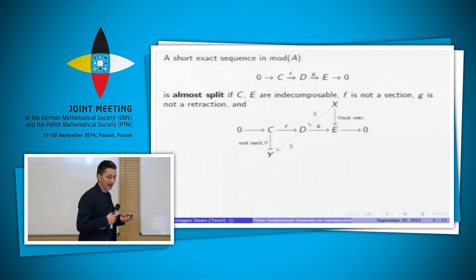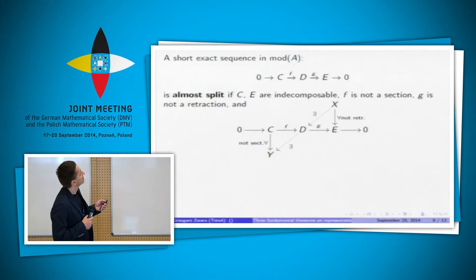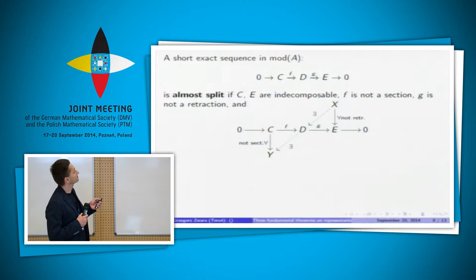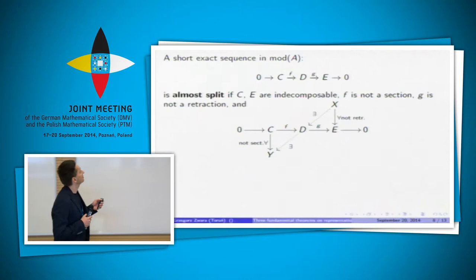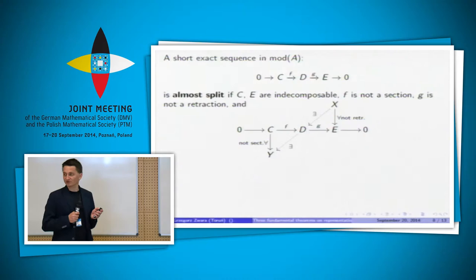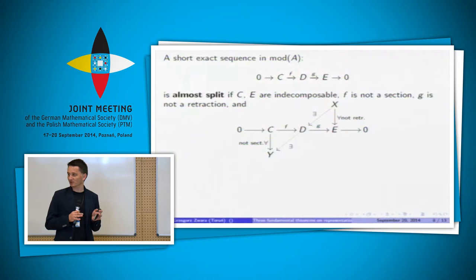And for an arbitrary module X and an arbitrary homomorphism to E, which is not a retraction, there exists a homomorphism from X to D, making this upper triangle commutative. Somehow equivalently, for an arbitrary module Y and an arbitrary homomorphism from C to Y, which is not a section, we have a homomorphism from D to Y, making this lower triangle commutative. So we can think of this as: G is not a retraction, but is somehow as close to it as possible. So any non-retraction must factorize through this G.